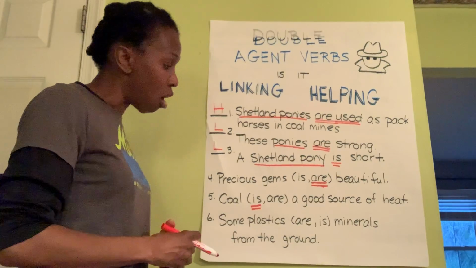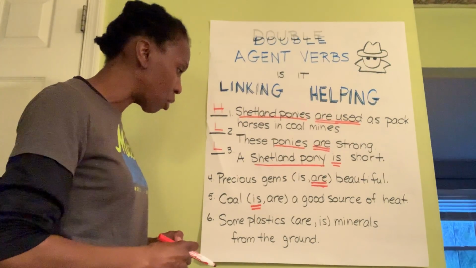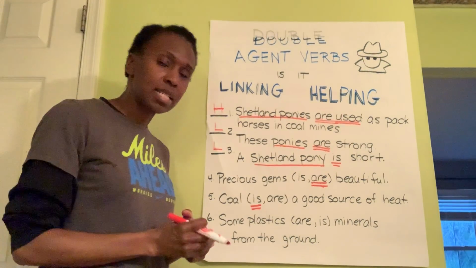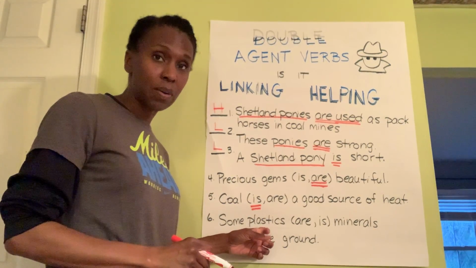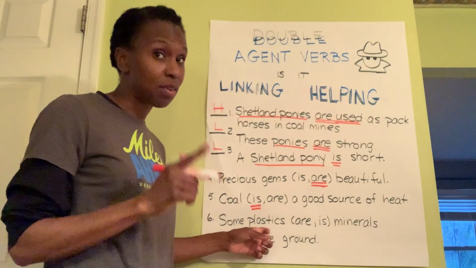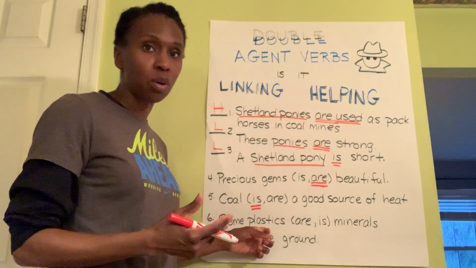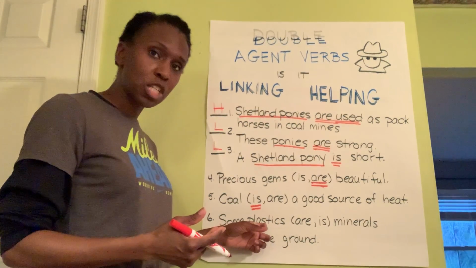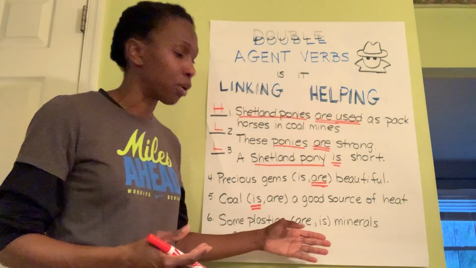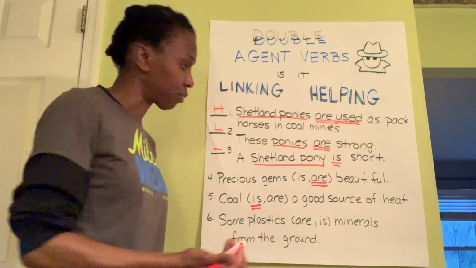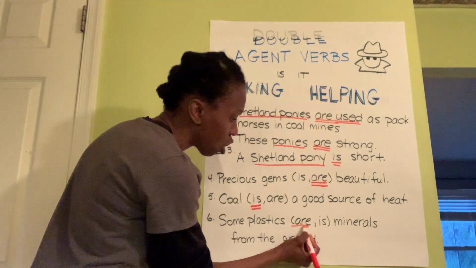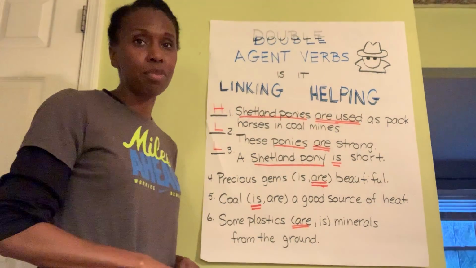All right, and then the last one, number 6. Some plastics is minerals from the ground. All right, what is this sentence about? It's about the plastics. Okay, plastics. I hear the s at the end, and it's because it's plural. All right, so if my subject is plural, I need a plural verb. Between are and is, guess which one is plural? Are. Okay, so some plastics are minerals from the ground.